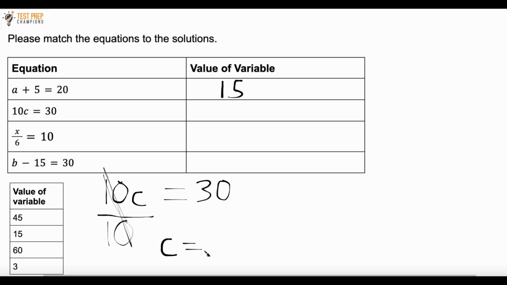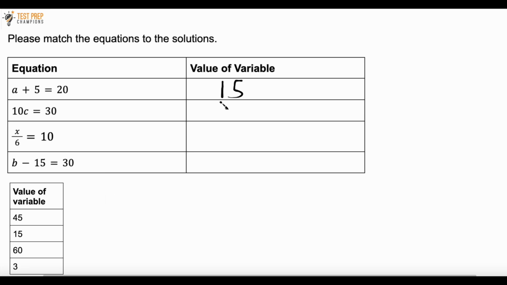But remember, there's a rule in math that whatever I do to one side for a question like this, I also have to do to the other side as well. So I have to do 30 divided by 10 as well. So 30 divided by 10 is 3. So the correct answer here for this part of the question is c equals 3. So let me again clear this out of the way here just so we have some more room on the screen. So 3 goes right here.